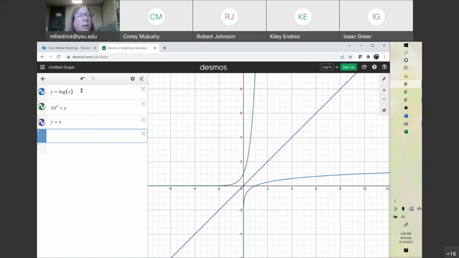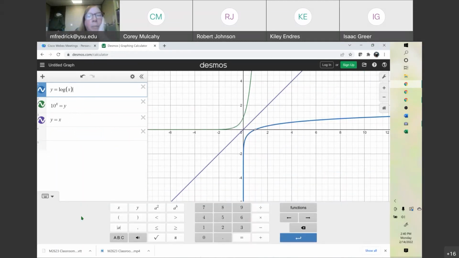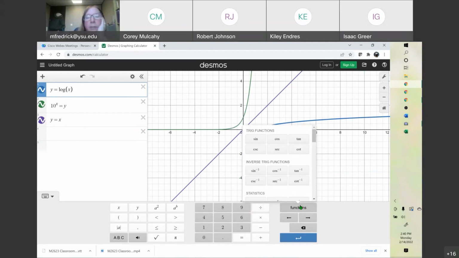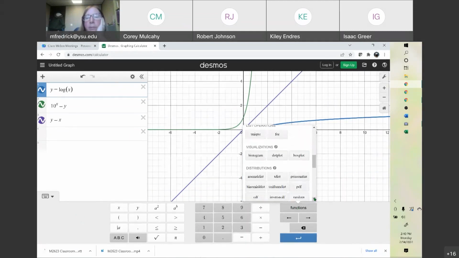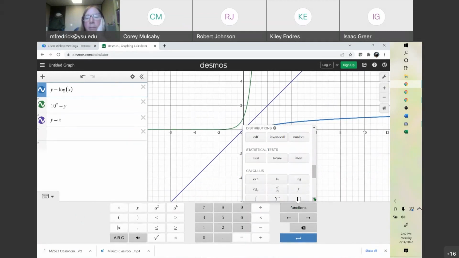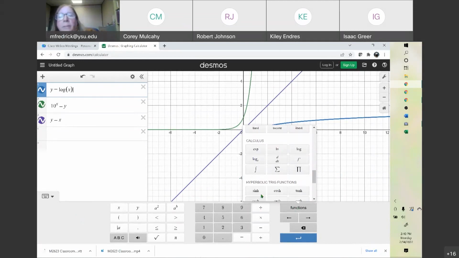So to get to that log, you need your table. There it is. You need your table, you go to functions, and then go down until you get to calculus. So then we have the log, depending on if you need a base or base 10. We have the natural log and the exponential.